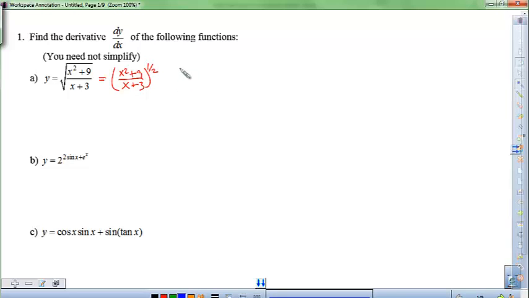Now that we have that, we can take the derivative of this by saying y prime is equal to, and we bring the power down. You have (x squared plus 9 over x plus 3) to the negative 1/2 power, and this whole thing is multiplied by the derivative of the quotient, and we will need the quotient rule for that.